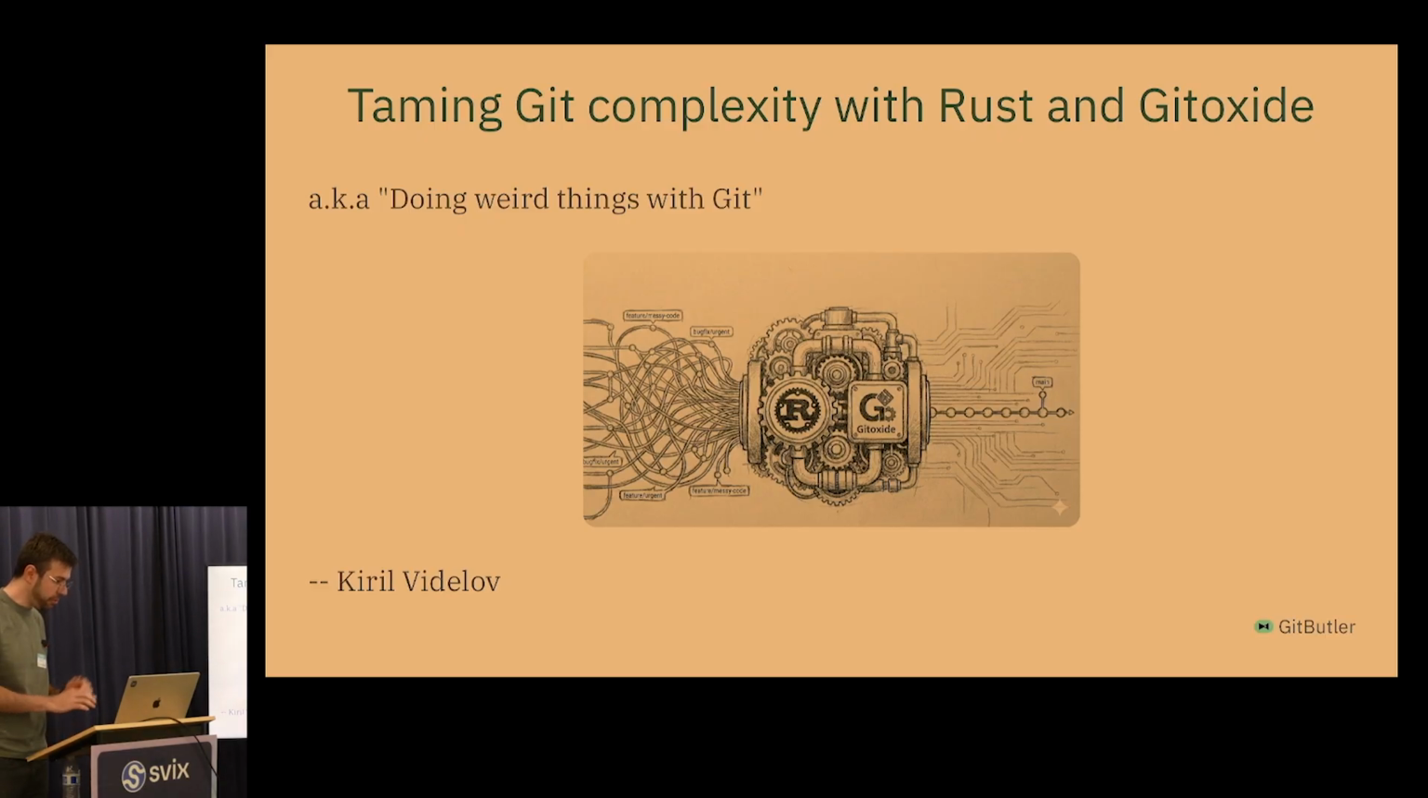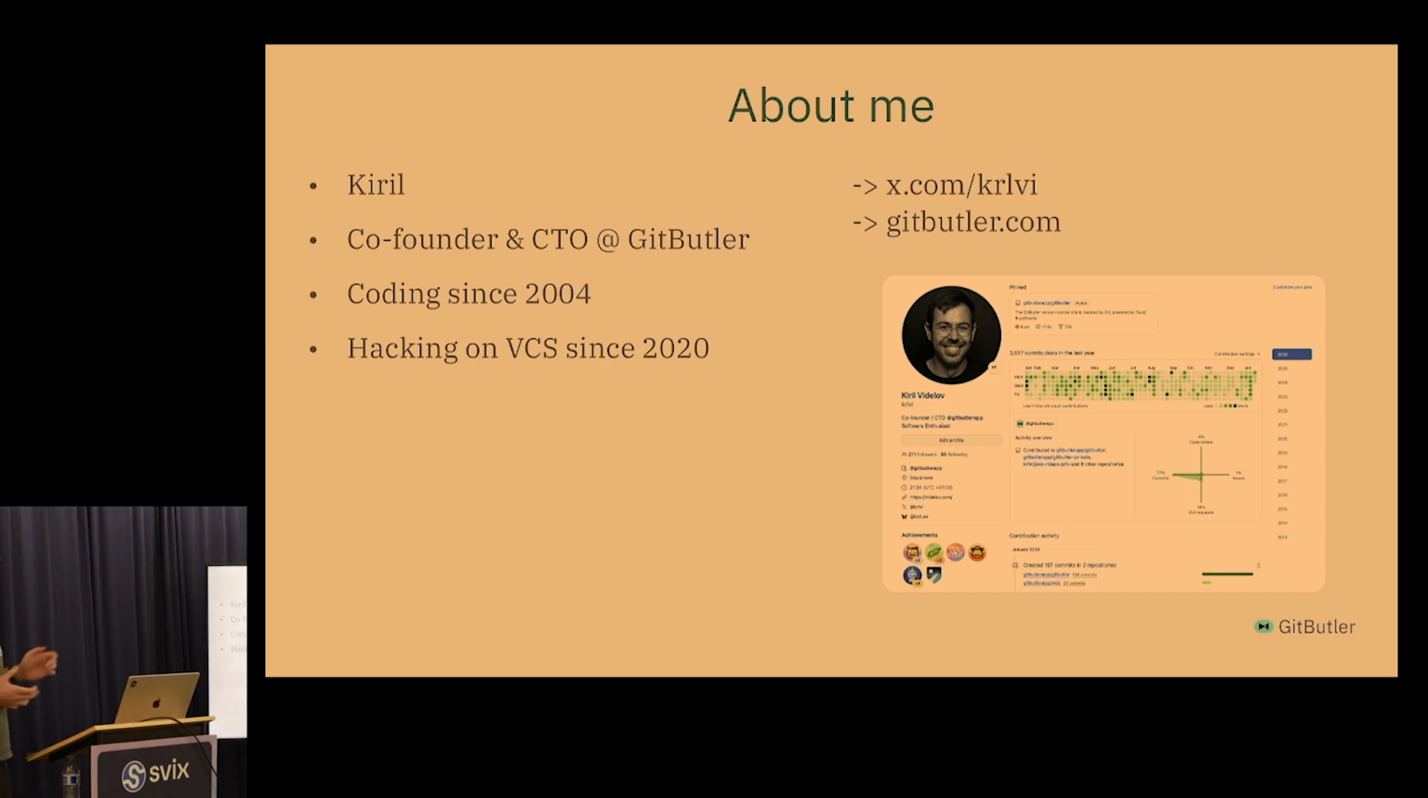So just very quickly, my name is Kiril, and I'm a co-founder and CTO of a company called GitButler. And I've been coding since 2004. Jesus, that makes me feel old. And I've been hacking on version control stuff since 2020. I really like version control. I really like Git.